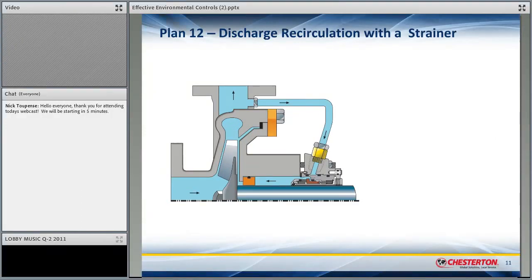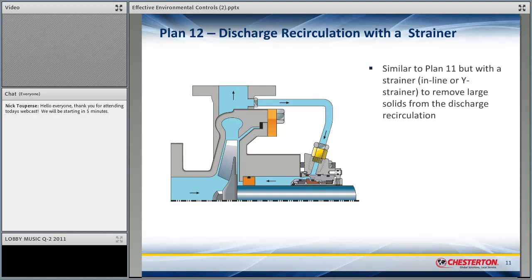The next plan we're going to talk about is a Plan 12. This is a discharge recirculation with a strainer. And it's similar to a Plan 11, but with a strainer inline, or a Y strainer, to remove solids from the discharge and recirculation. What we're trying to accomplish here is, if there are solids in the pump fluid and they're coming through that discharge line into the seal chamber, we don't want them doing damage to the seal faces themselves. So we use a strainer to capture those solids.